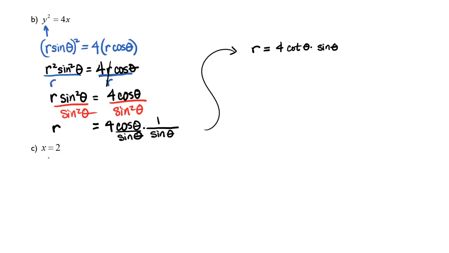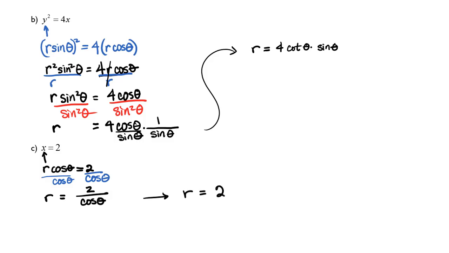On this next example, we have x equals 2. So I will go ahead and replace the x with r cosine theta equals 2. Then I will solve for r by dividing both sides by cosine theta. And I get r is equal to 2 divided by cosine of theta. I could also write this as r is equal to 2, and 1 over cosine is just secant. So I could write this as 2 secant theta.